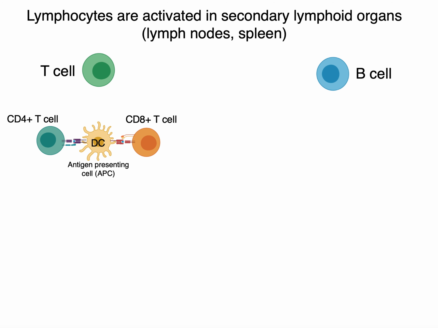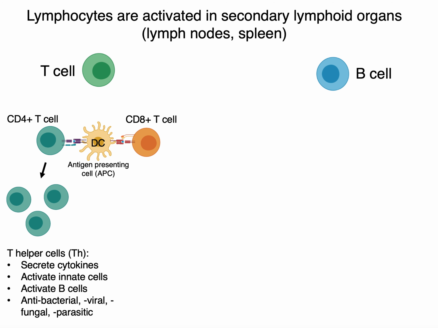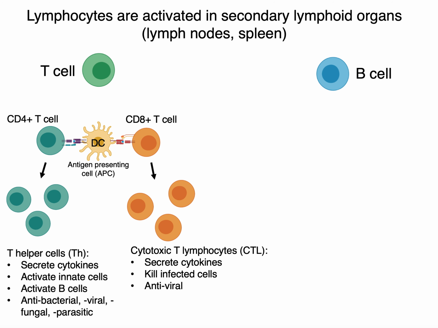There are two key and broad subsets of T cells that we'll be talking about throughout our study of immunology, and that is the CD4 positive T cell and the CD8 positive T cell. When CD4 positive T cells are activated, they differentiate into what are called helper T cells. These helper T cells secrete cytokines that activate innate cells and B cells, and they have really important antibacterial, viral, fungal, and parasitic functions. CD8 positive T cells, on the other hand, differentiate into cytotoxic T lymphocytes. And while they also can secrete cytokines, they play a really important role in killing virally infected cells and are a key component of the antiviral response.